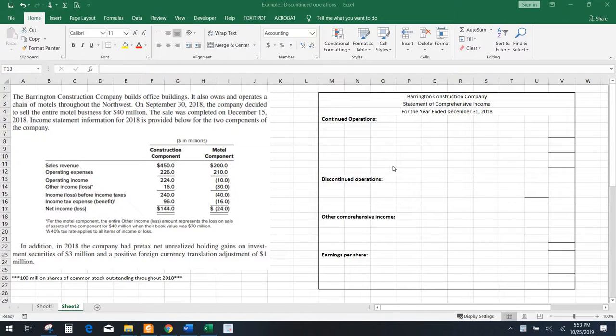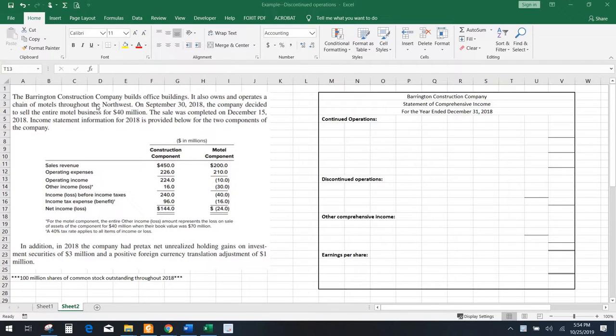Hey guys, I'm going to do a comprehensive income statement. This is the concept review from chapter 5. It's on page 184 in the text. I like this problem because they provide the solution, so I know that I'm giving you the correct information. So let's just go through it.